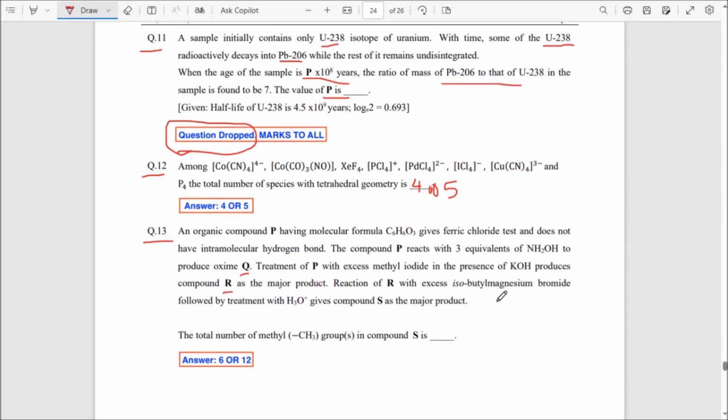Reaction of R with excess isobutyl magnesium bromide followed by treatment with H3O+ gives compound S as the major product. The total number of methyl groups present in S is, the answer is 6 or 12. Both are correct options, students.